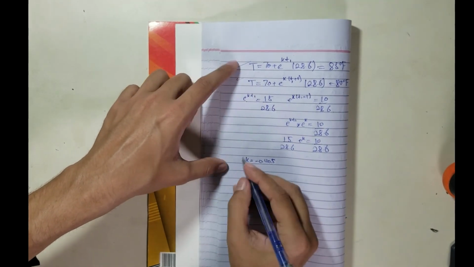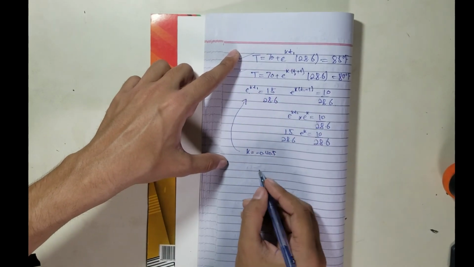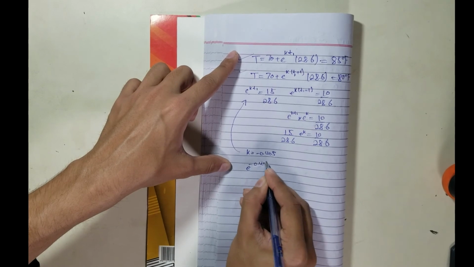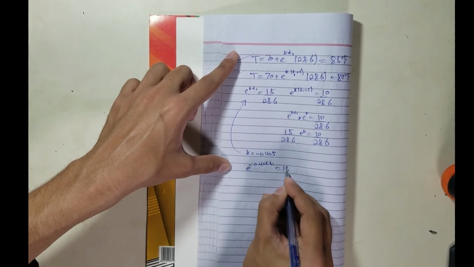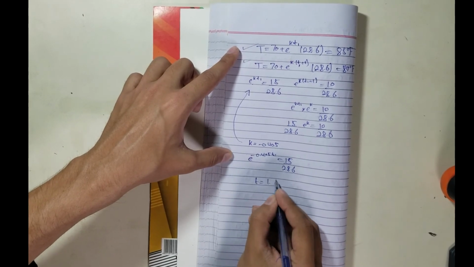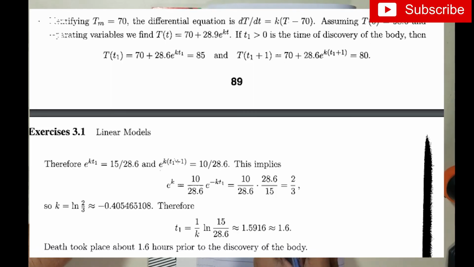Now we have the value of k, put it into this expression. So e raised to the power minus 0.405 t1 is equal to 15 divided by 28.6. So our t1 will be 1.6. So 1.6 hours. It means that death took place about 1.6 hours prior to the discovery of the body.